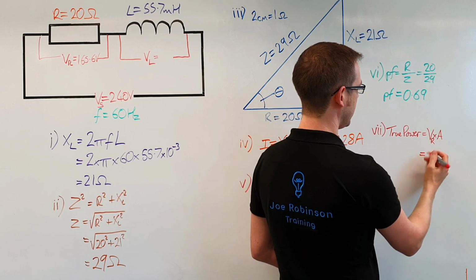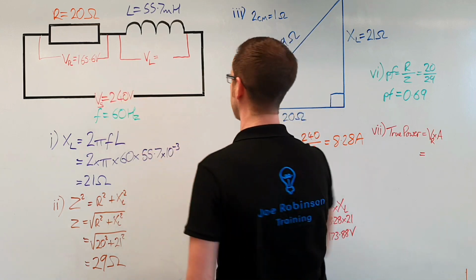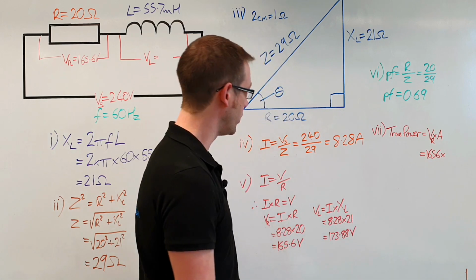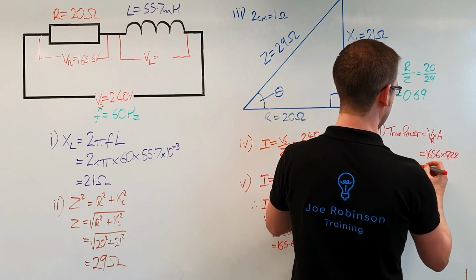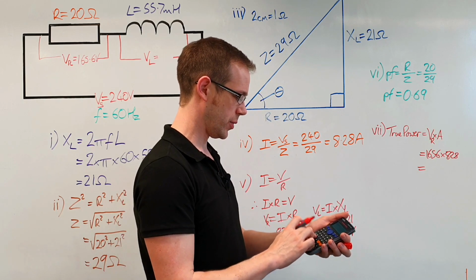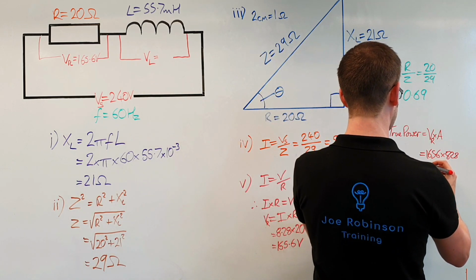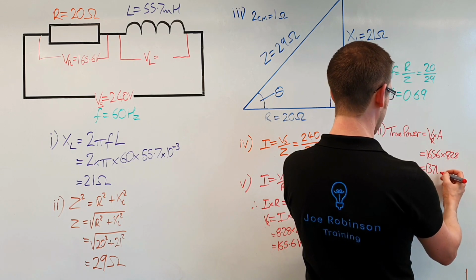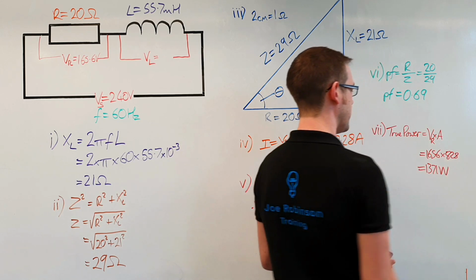So in this case, we're going to do the resistive voltage, which we calculated was 165.6, times the current flowing through the circuit, which we calculated as being 8.28 amps. So we times that by 8.28, and that's going to give us our answer. So we've got 165.6 times 8.28, and that gives us our true power for the circuit of 1,371. We could continue to round that off, but I think in this case we're okay to do it to no decimal places. 1,371, it's true power, so it's measured in watts.